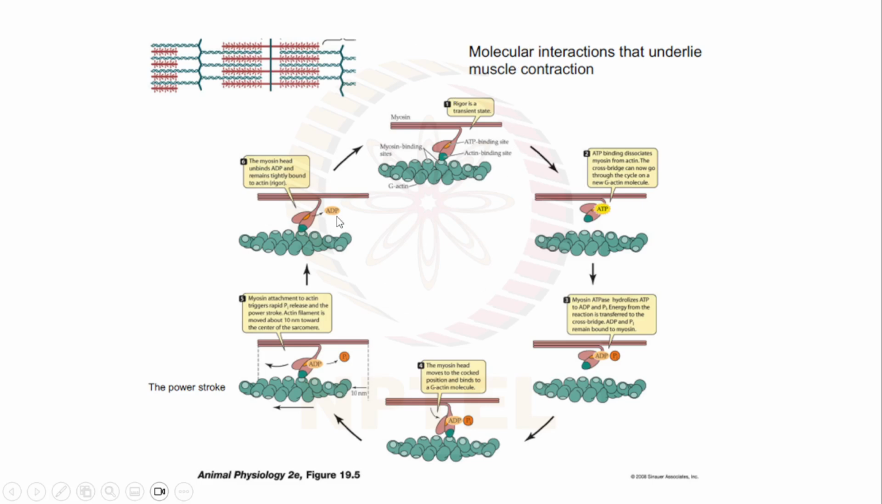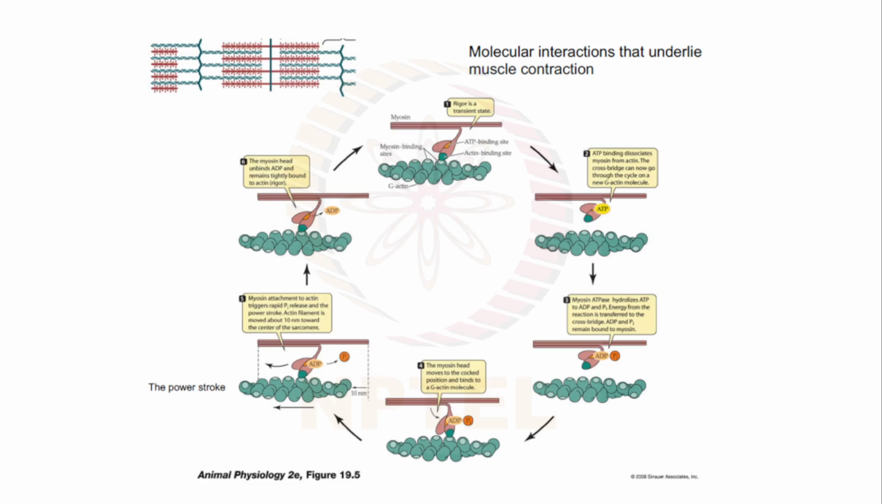So in this way, this power stroke and this rigor happen inside the body, inside this sarcomere, and these actins will be moved inwards. Like if it is myosin and if it is actin, this myosin head will bind here on actin, and it will bring actin in this direction.